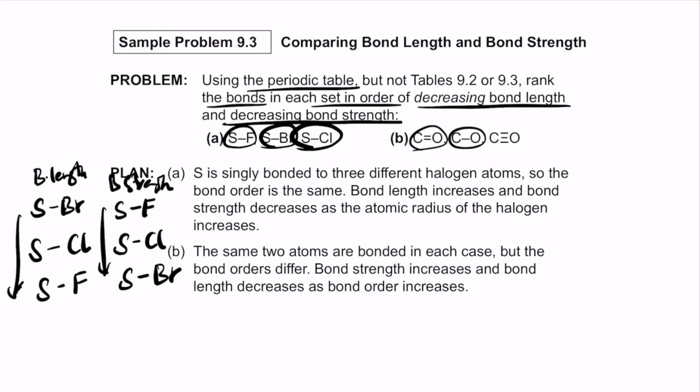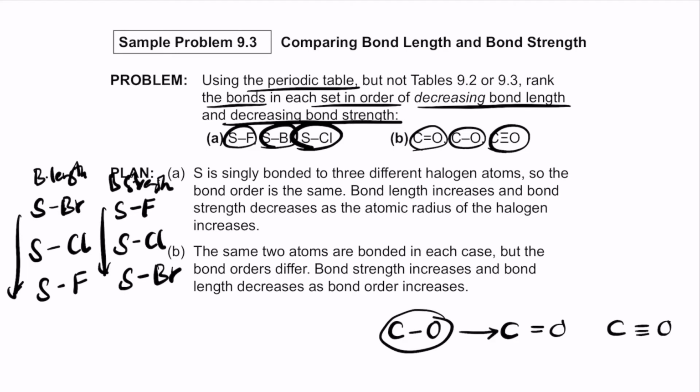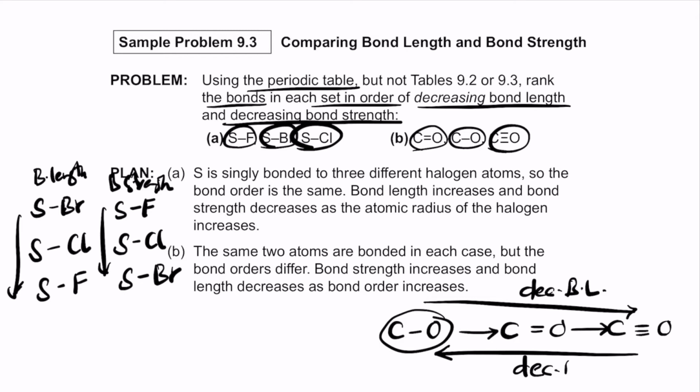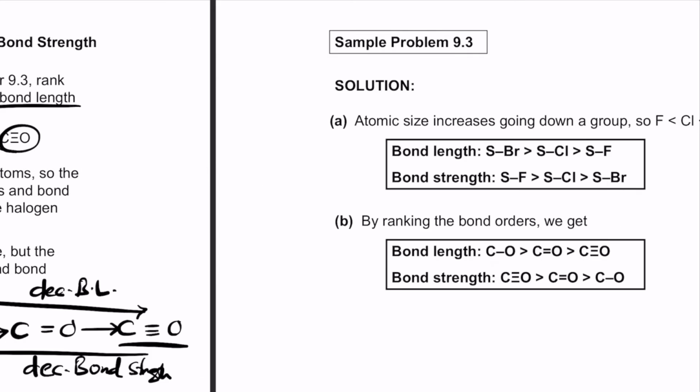Now in terms of the bonds here, notice that you have C single bond O, C double bond O and C triple bond O. Notice that the higher the bond order, the shorter the bond length. So in terms of decreasing bond length, the largest one is C single bond O, next is C double bond O, and next is C triple bond O. In terms of decreasing bond strength, it's reversed. So C triple bond O will be the highest and C single bond O will be the lowest. So this is the idea of how to solve this problem.